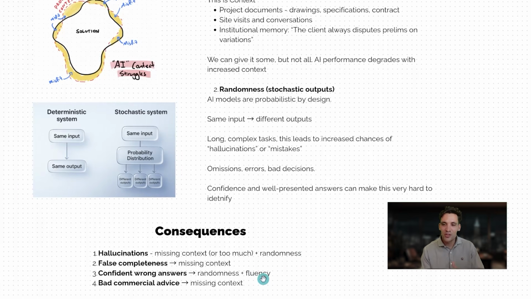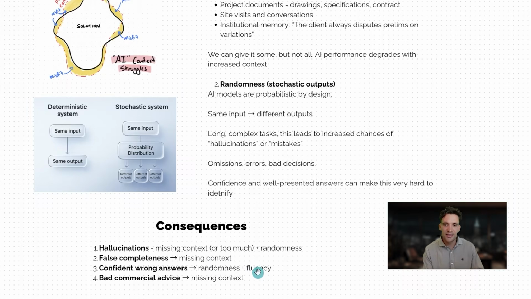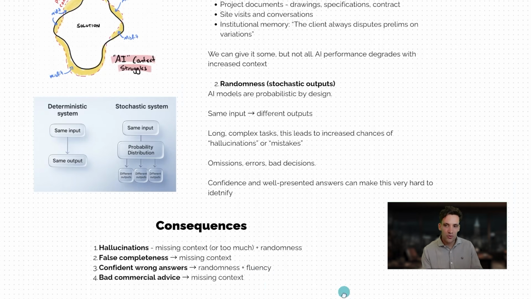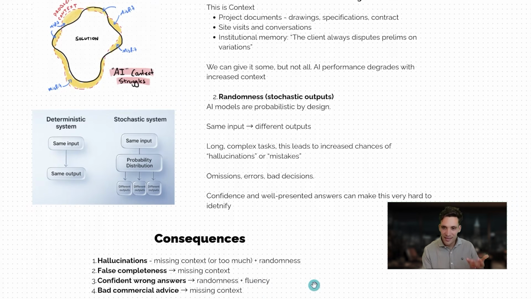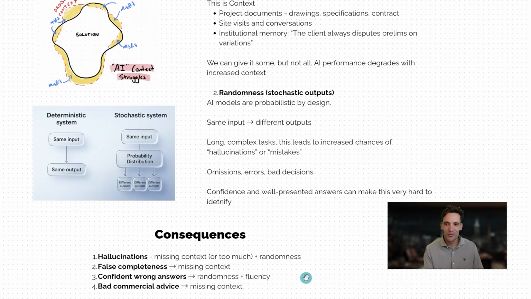False completeness, which is probably, in my opinion, the worst problem that we deal with, because the way we check AI's work, it's actually quite hard to pick up on this false completeness issue. And I'll talk about this in a section. It gives you confident wrong answers. Again, that is a problem because it comes across so confident, you can be completely wrong.